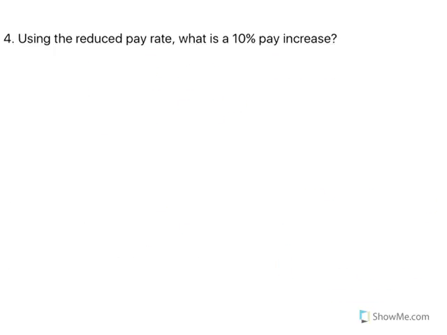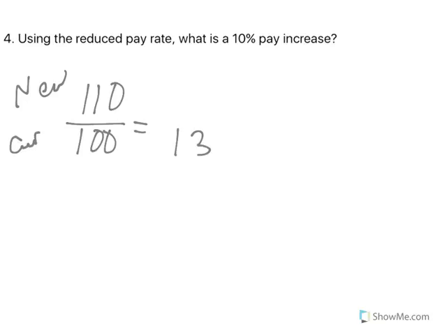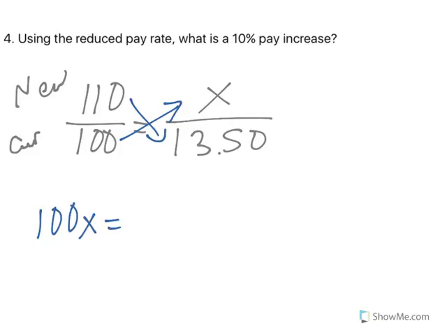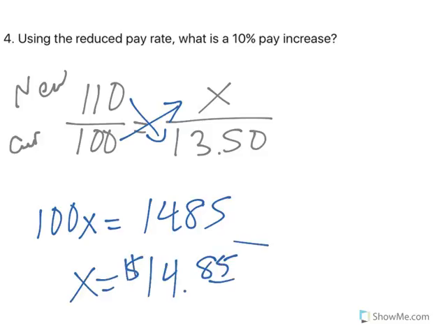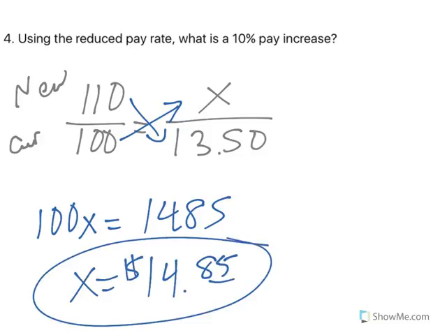Well, then they say, hey, profits improved. 10% pay increase. Great. So a 10% pay increase is 110. This is our new current. Our new current, remember, is $13.50. What am I going to have now? So if I cross multiply, 100x equals $14.85. I divide by 100 and I get $14.85. So instead of making $15 an hour, you're now making $14.85 an hour.